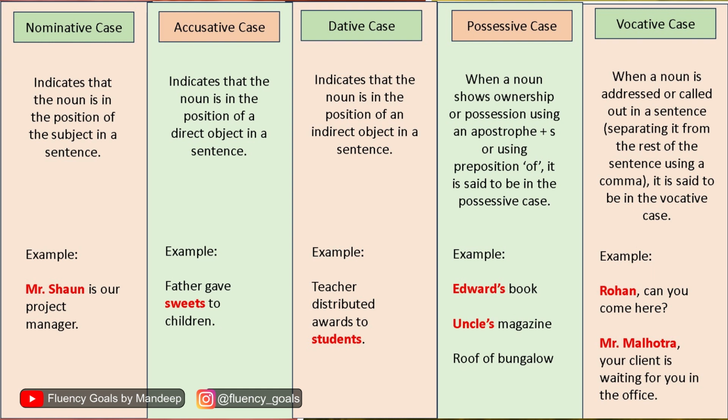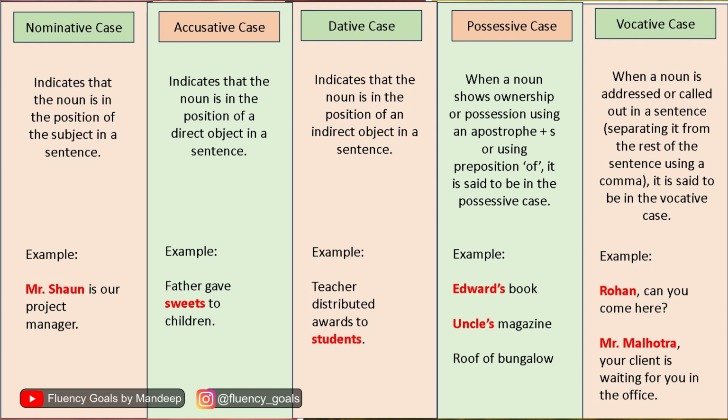Whenever the noun acts as an indirect object in a sentence, it is said to be in the dative case. Example, teacher distributed awards to students. Students are the indirect object in this sentence, so students are in the dative case. Whenever a noun is indicating ownership or possession in a sentence, usually by adding an apostrophe s or by adding the preposition of, we can say that the noun is in the possessive case. Example, Edward's book, Uncle's magazine, roof of the bungalow.